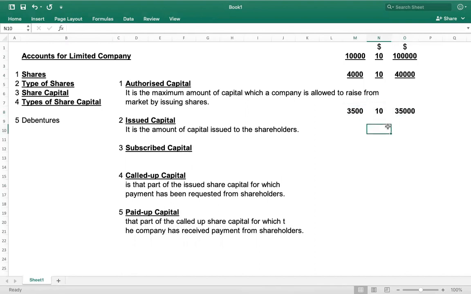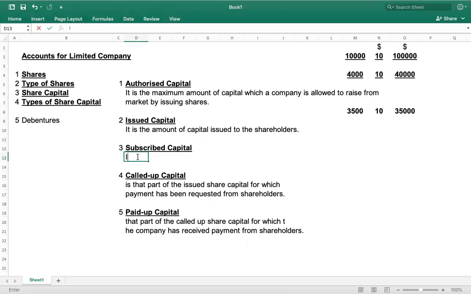Issued means how much I offered. And subscribed means, out of what was offered, how much the public bought. If they bought everything, all the issued shares, then issued capital and subscribed capital will be the same. But in this scenario, what happened? I issued 4,000, but they subscribed only 3,500 shares. So that will be known as what? Subscribed capital. Got it?